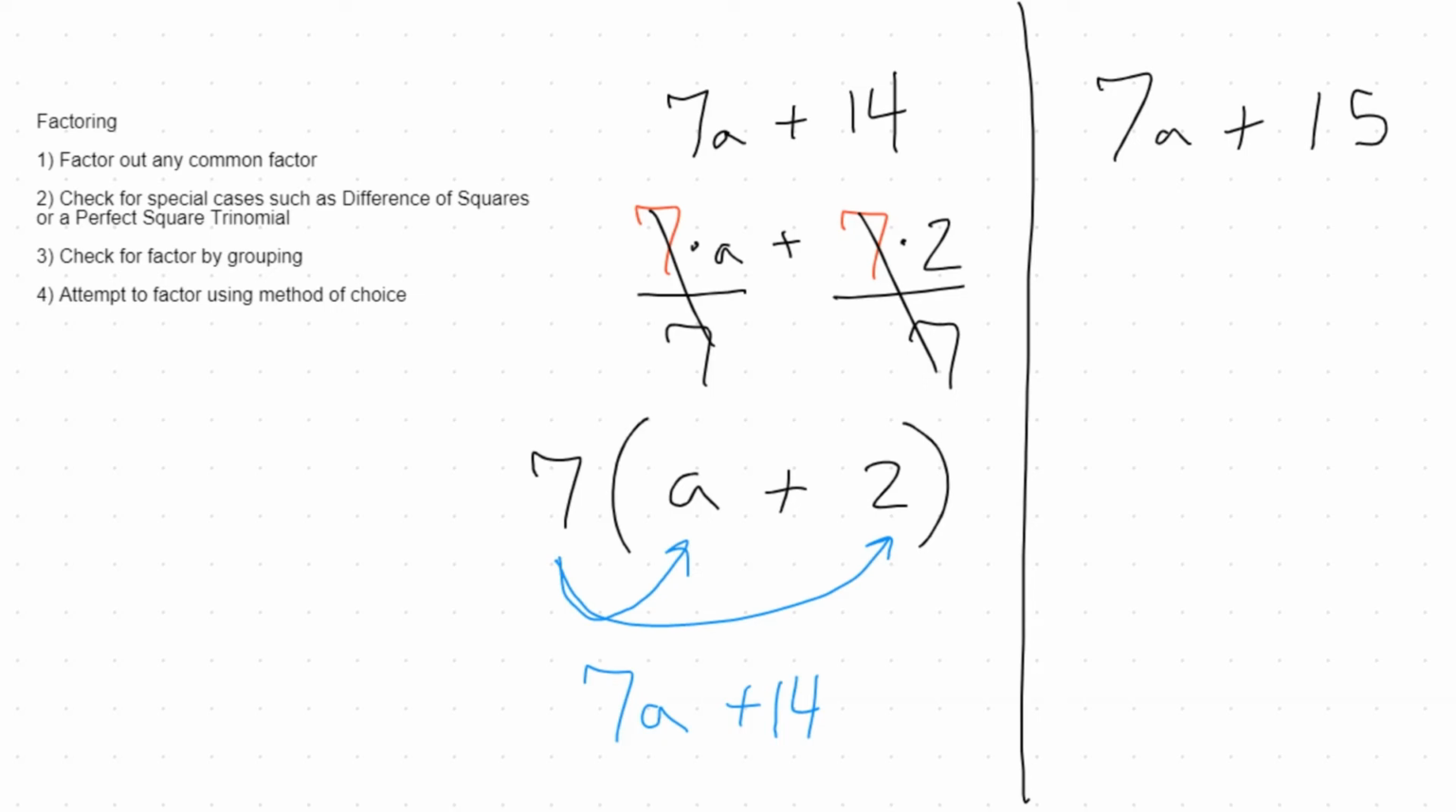So we have 7a plus 15. What are the factors of 7a? We said that's going to be 7 times a. And what are the factors of 15? Well, the factors of 15 are just 5 times 3, right? So we don't actually have a 7 in that second term. So there's no commonality between those two terms.